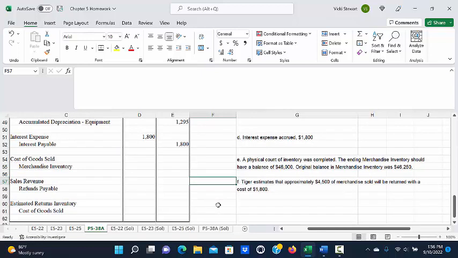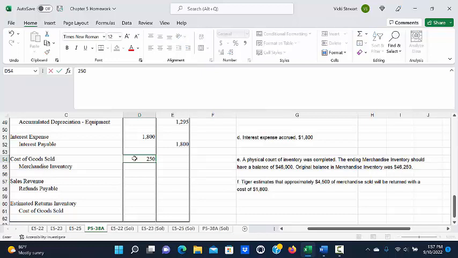The E part states that a physical count of inventory was completed. The ending merchandise inventory should have a balance of $46,000. The original unadjusted balance in merchandise inventory was $46,250. So we need to record the inventory shrinkage. To do that, we would debit cost of goods sold for $250 and credit merchandise inventory for the same amount.